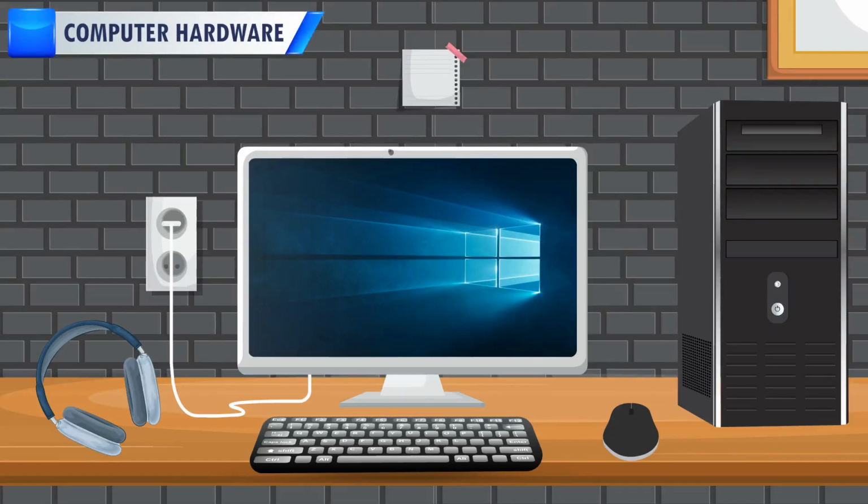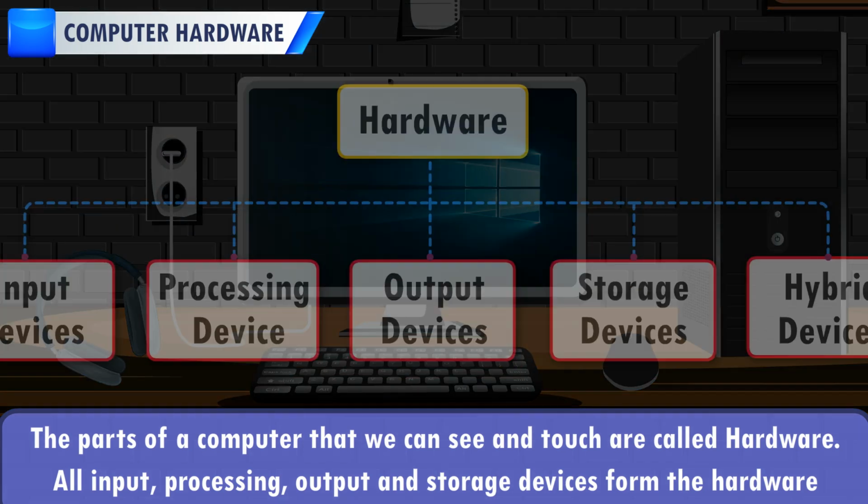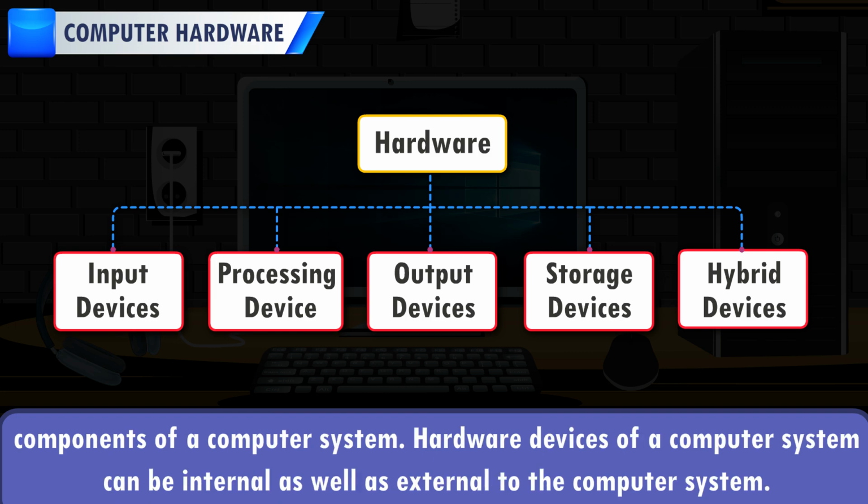Computer hardware. The parts of a computer that we can see and touch are called hardware. All input, processing, output and storage devices form the hardware components of a computer system. Hardware devices of a computer system can be internal as well as external to the computer system.